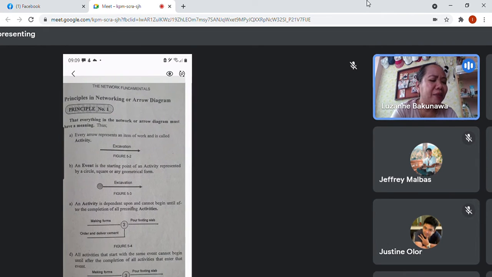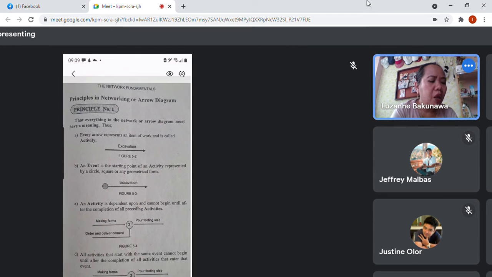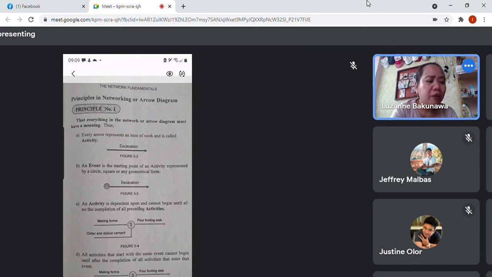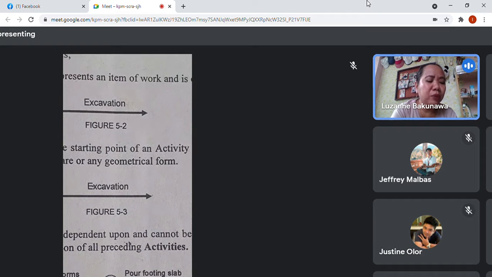Then, an event is a starting point of the activity represented by a circle, square, or any geometrical form. Usually, a circle is what is commonly used. This circle is what we call an event. Here at this event, the excavation starts, and then what will come next.